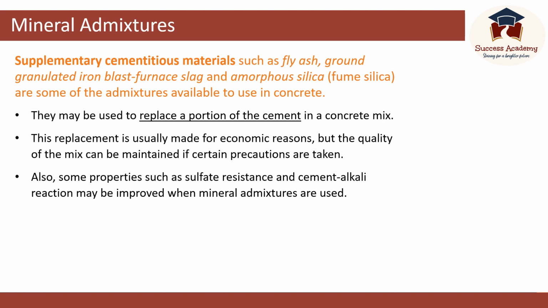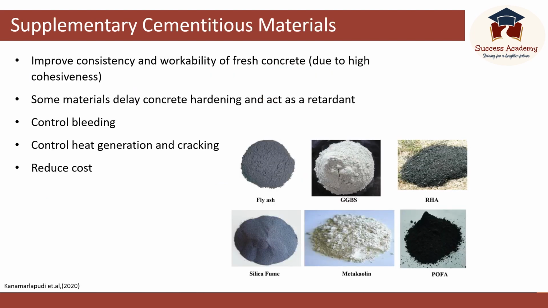Examples for supplementary cementitious materials are fly ash, ground granulated iron blast furnace slag and amorphous silica. We mainly add supplementary cementitious materials to reduce the cost by replacing a portion of the cement. However, we can improve some properties in cement as well, like sulfate resistance and alkali-silica reaction, by adding supplementary cementitious materials. Here you can see some pictures of supplementary cementitious materials.